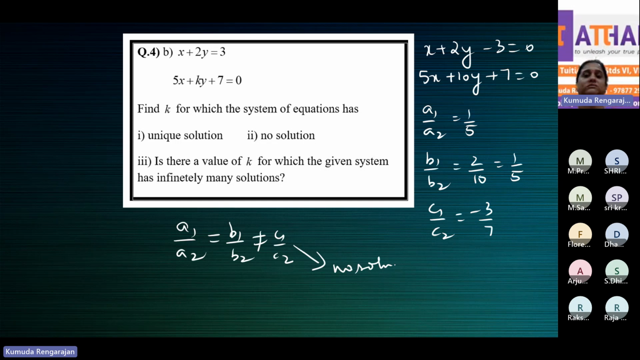No solution. But you take anything other than 10, any value other than 10, A1 by A2 will not be equal to B1 by B2. You take minus 10. You will get 2 by minus 10, which is minus 1 by 5. A1 by A2 is not equal to B1 by B2. 1 by 5 and minus 1 by 5, they are not the same. Not equal only.